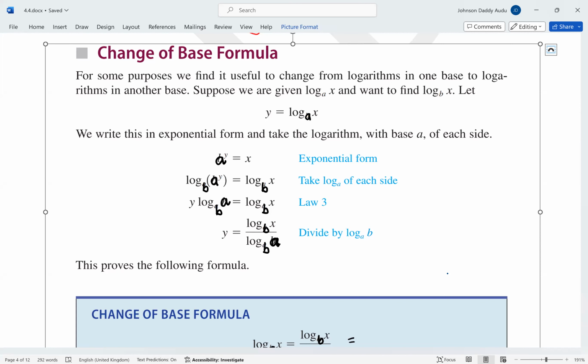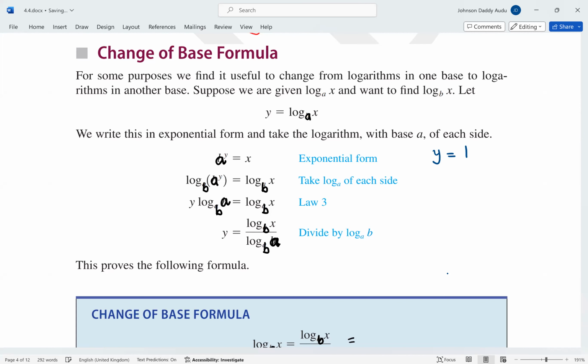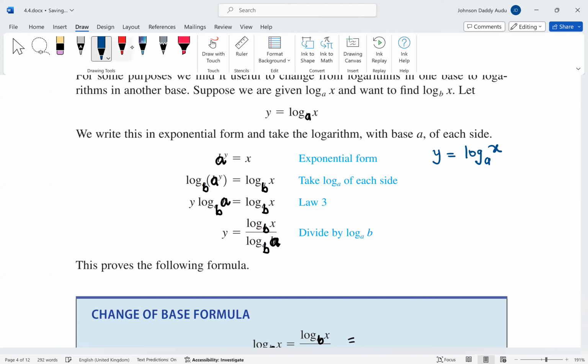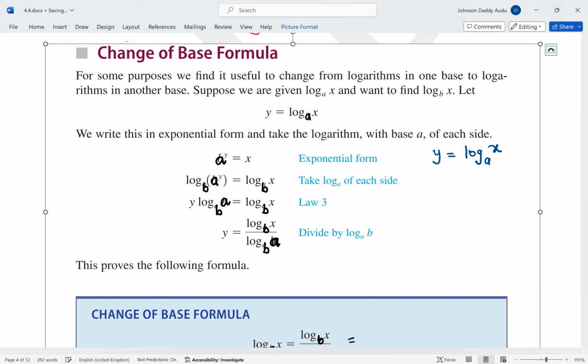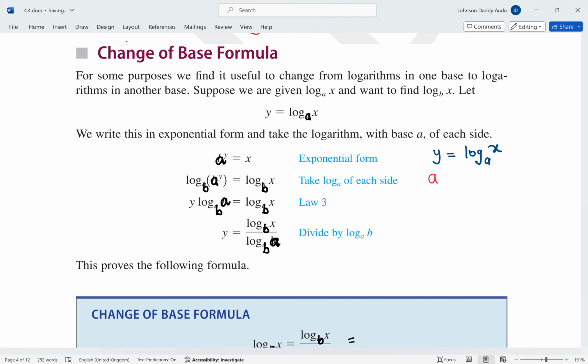For example, let's say I have y equals log to base a of x, and we want to change this to another base, let's say to b. All we need to do is change it to exponential form. So we can write a to the power y is going to be just x. So we've changed from logarithmic form to exponential form.